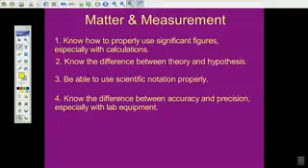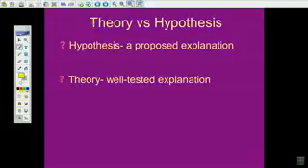Over matter and measurement. These are the objectives you should know at the end of the video, and if not, you need to go back and review it. So let's get started.